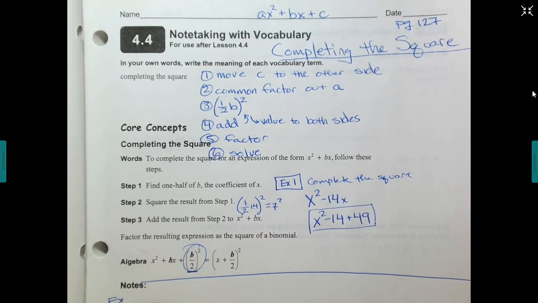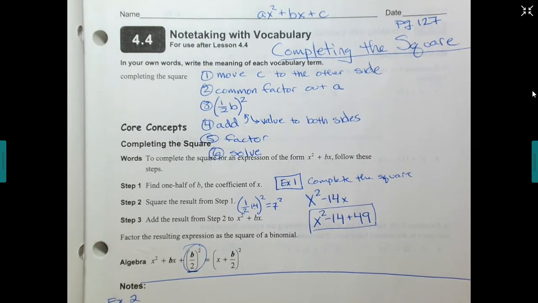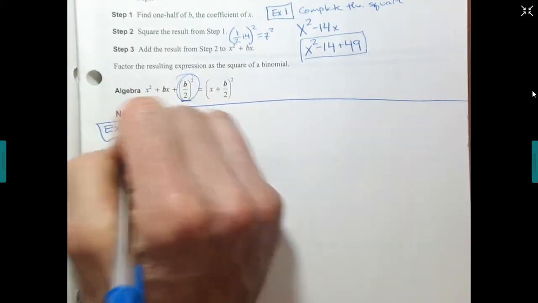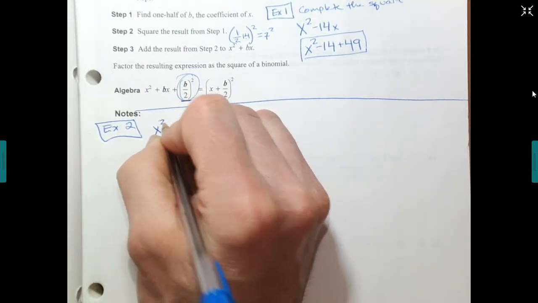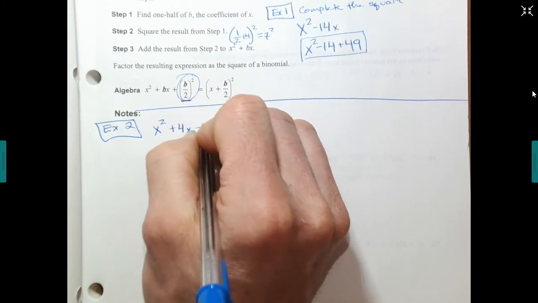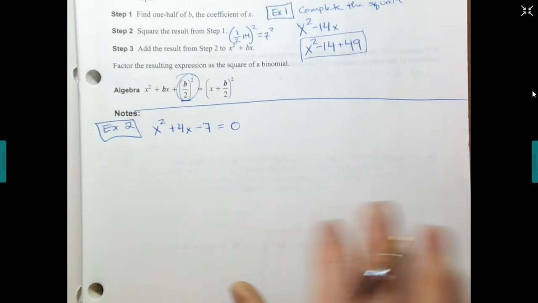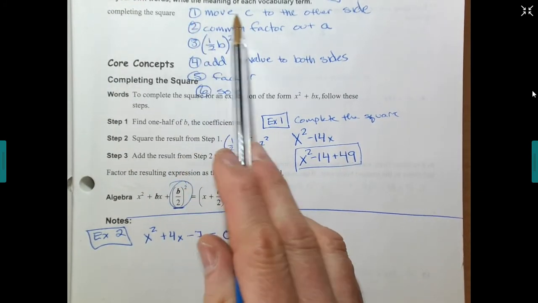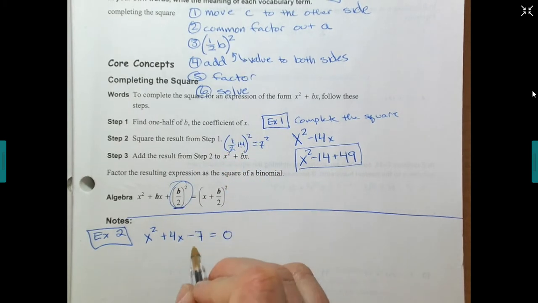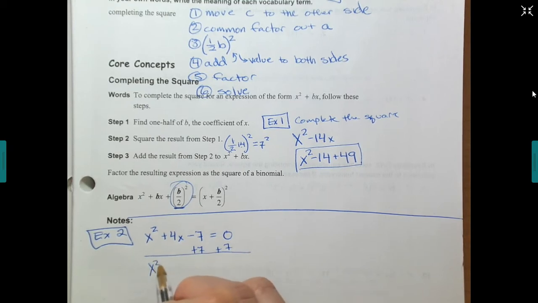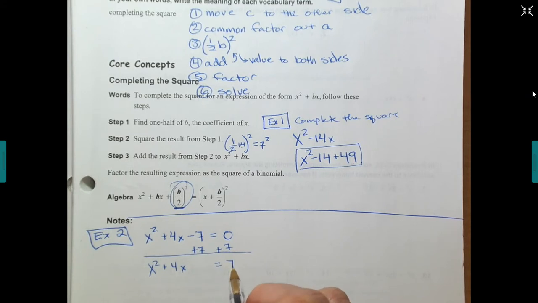Let's check out example 2. Mr. Blue, put the book up higher. Oh, okay, there we go. So example 2, I have x squared plus 4x minus 7 equals 0. So we are going to check these out. Step number 1, move c to the other side. All right, I can do that. X squared plus 4x equals 7.